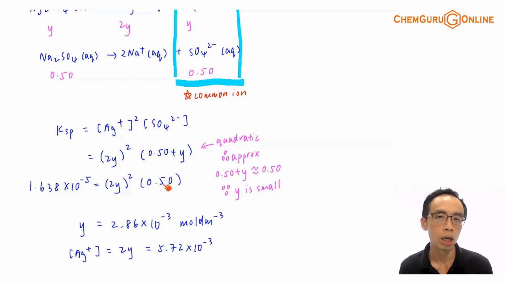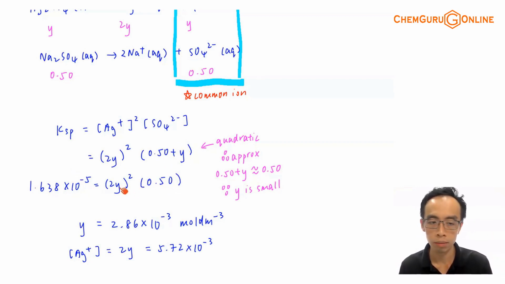Now, some of us might impose this approximation before substituting into the KSP term, but it is the same approximation. The reason for this approximation is to avoid solving a quadratic equation, because that is not in the syllabus. So if I encounter a quadratic equation, I'll have to impose the approximation, otherwise we will not be able to calculate this, correct? So we approximate that this sulfate concentration is roughly equal to 0.5.